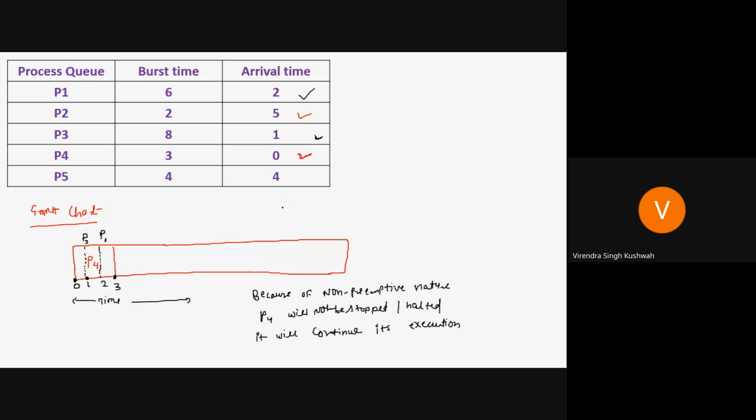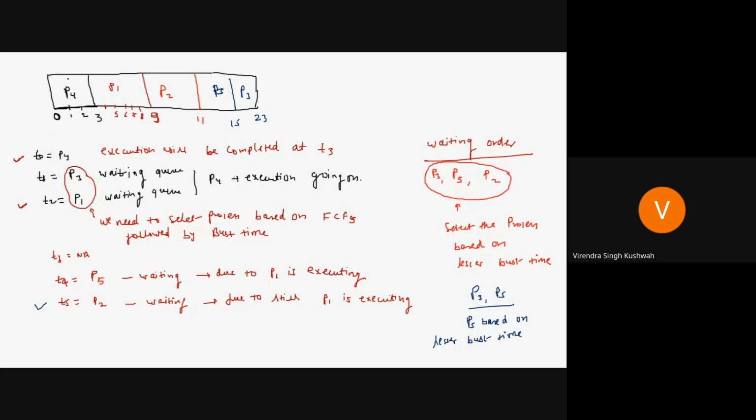So here in our example, you can see this diagram. At time T0, P4 comes, at time T1, P3 is coming, and at time T2, P1 is coming. So P3 and P1 have to wait because the execution of P4 is going on. Other processes are not allowed to execute their instructions. Why? Because we are following this algorithm with the non-preemptive approach.